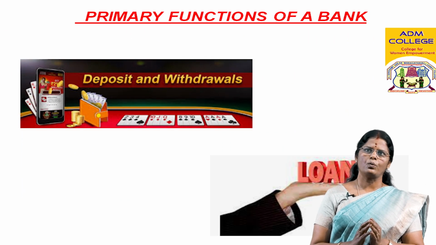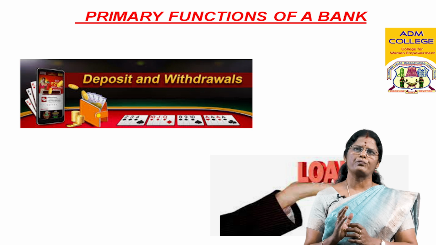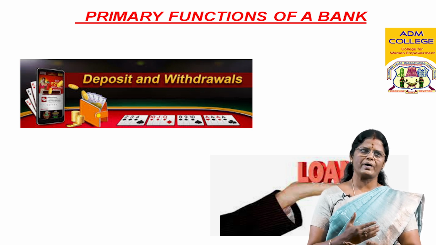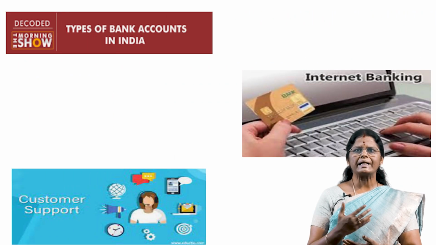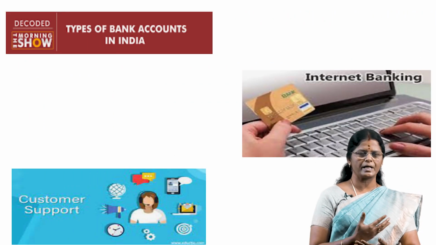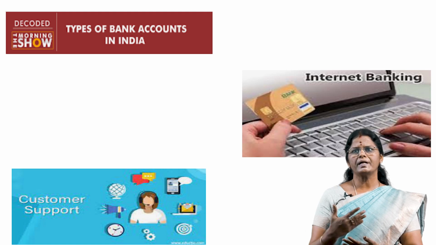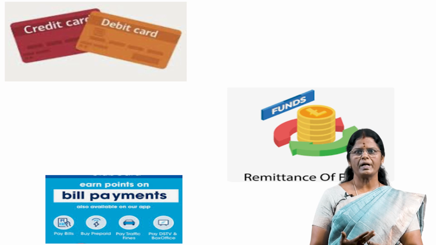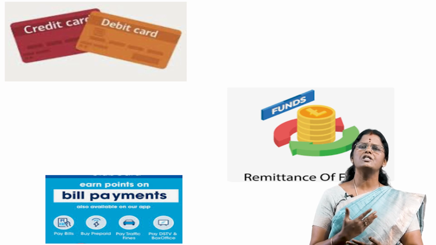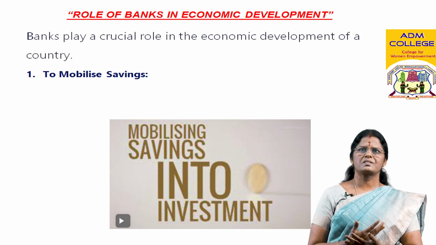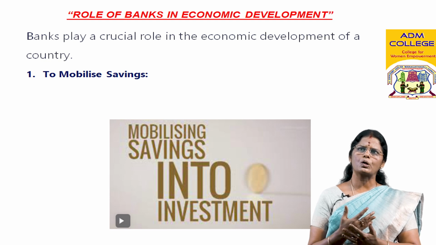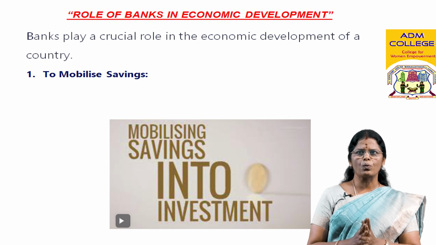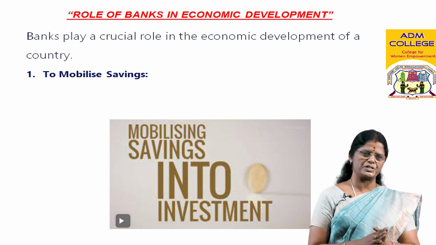Let us see now the basic primary functions of a bank. It accepts withdrawal and deposits, it provides loans, opening different types of accounts, providing internet banking facilities, providing customer support facilities, issuing credit and debit card, remittance of funds and bills payments. Next, let us see now what is the role of banks in economic development. Banks play a crucial role in the economic development of the country.